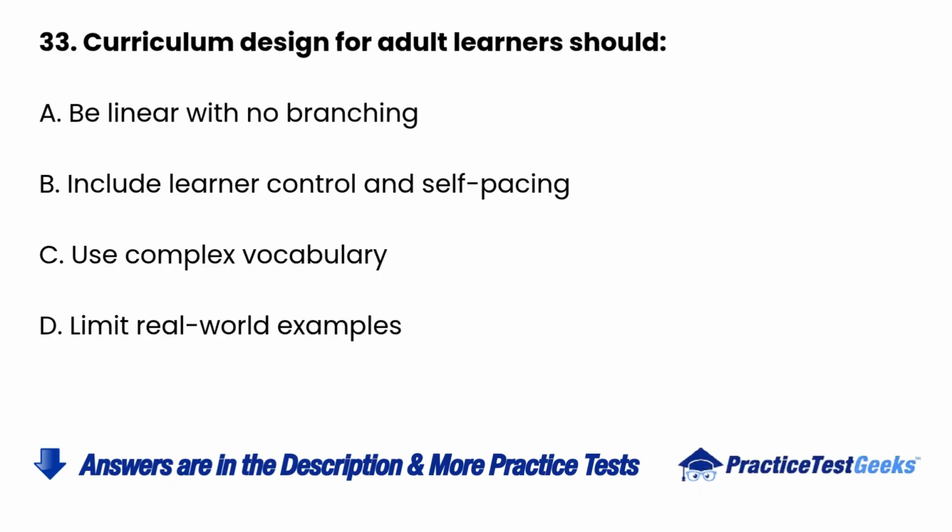33. Curriculum design for adult learners should: A. Be linear with no branching. B. Include learner control and self-pacing. C. Use complex vocabulary. D. Limit real-world examples.